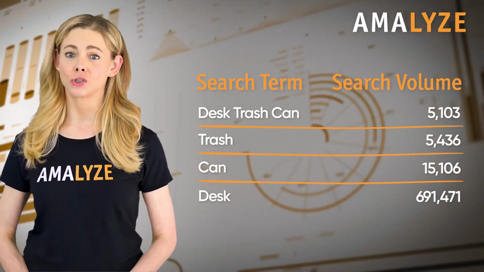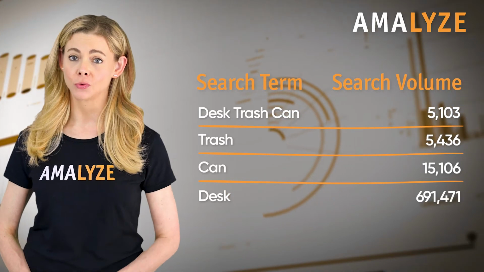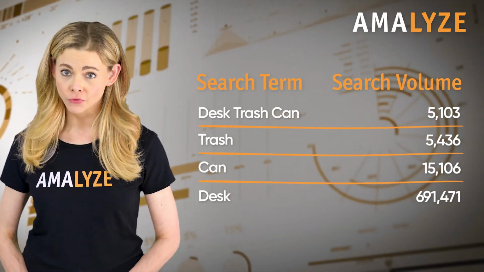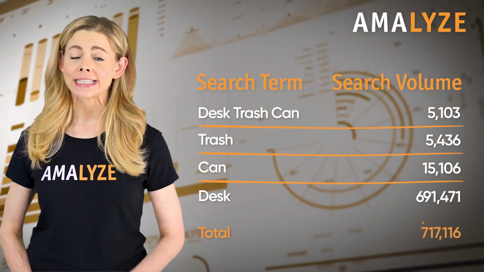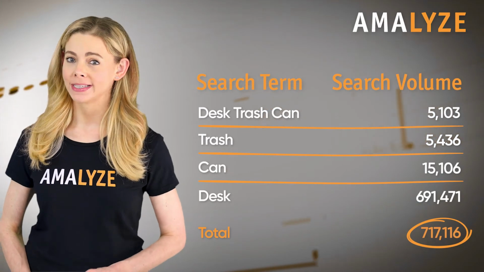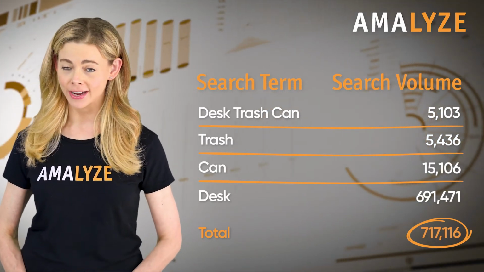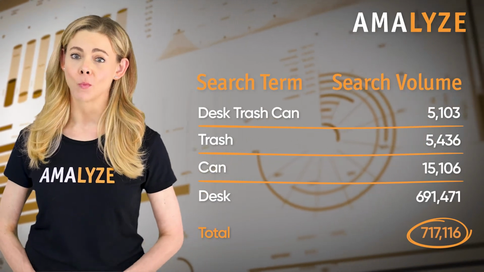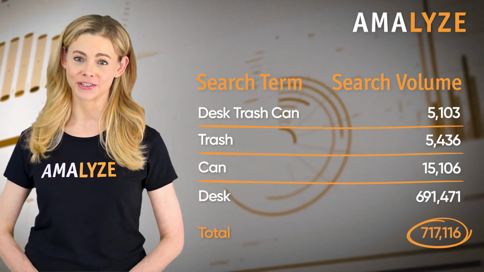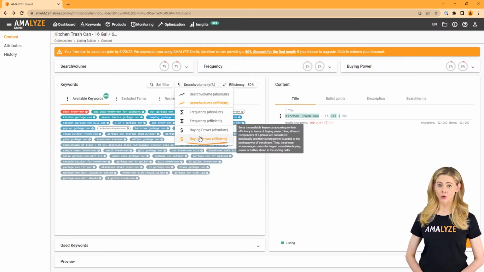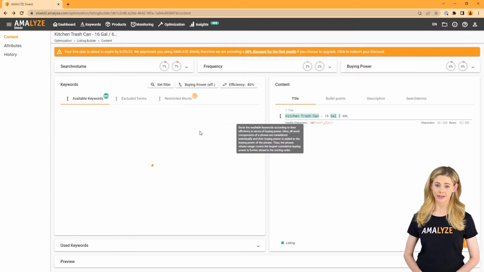So when using the search term desk trash can, which uses only 14 characters in our title, those 4 search volumes add up to a total of 717,116, which makes the usage of desk trash can the most efficient, as we gain the maximum number of search volume while using the lowest number of characters. In our example, we'll be using buying power efficient. Let's begin writing the content.